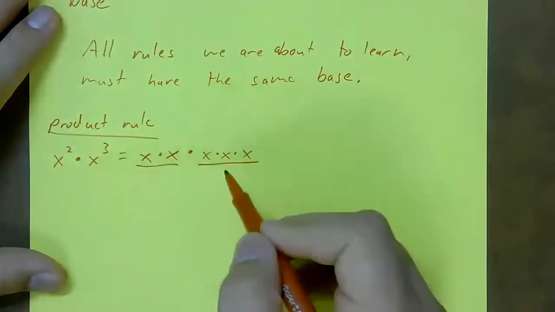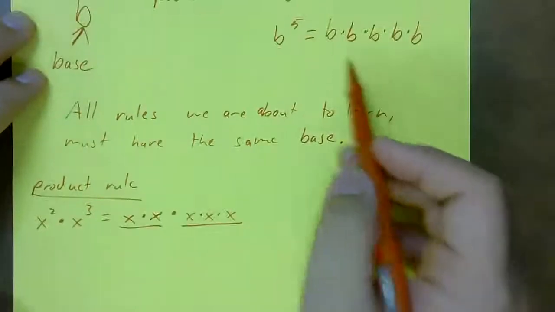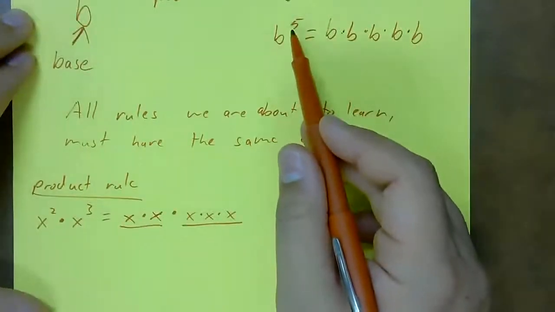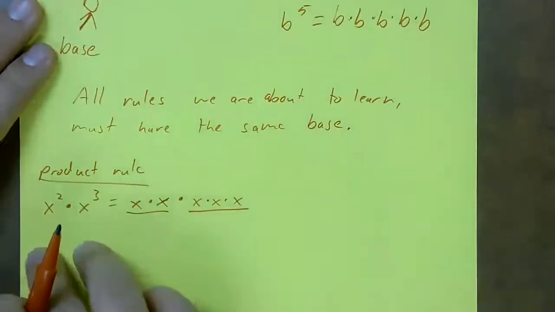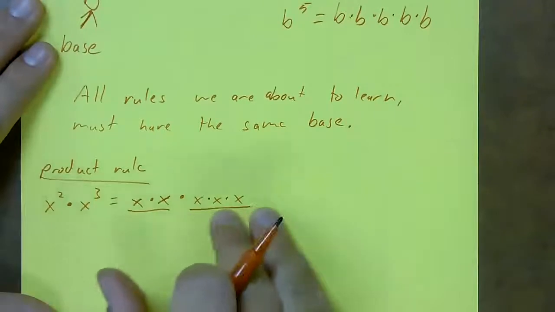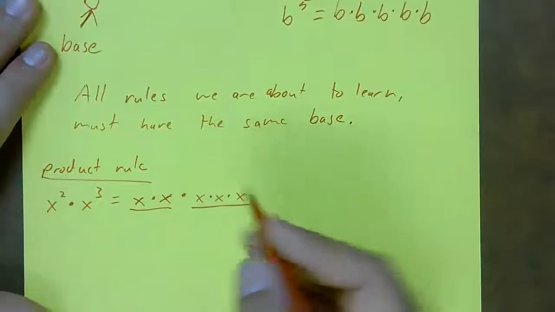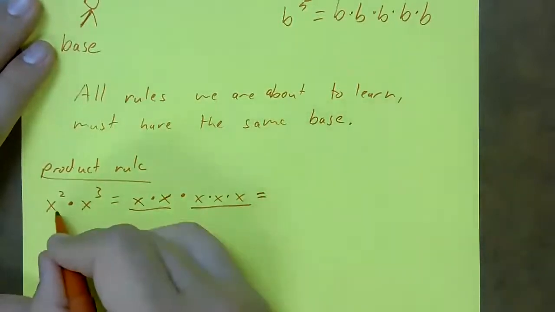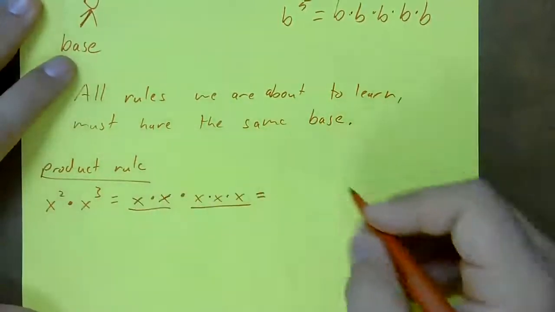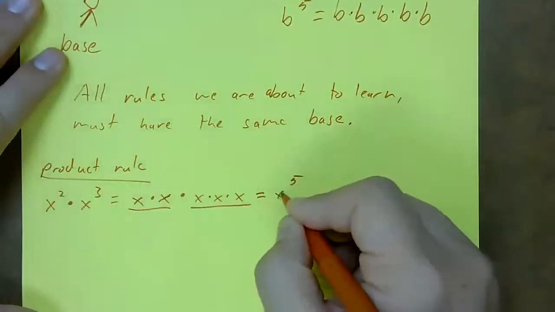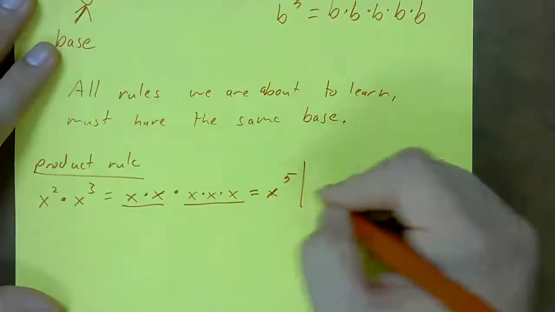Well, if x squared is x times x and x cubed is x times x times x, when we multiply these together, this looks a lot like our b to the fifth, doesn't it? Okay. And so that's how this rule works. If we were to expand these exponents out all the way, we would see that there are 5 x's all in a row multiplying by each other. And so our shortcut, our rule tells us x squared times x cubed, we just add these powers and we get x to the fifth. Okay.